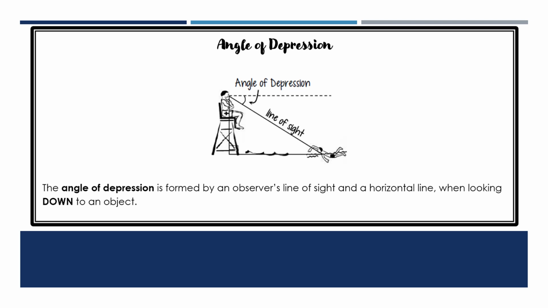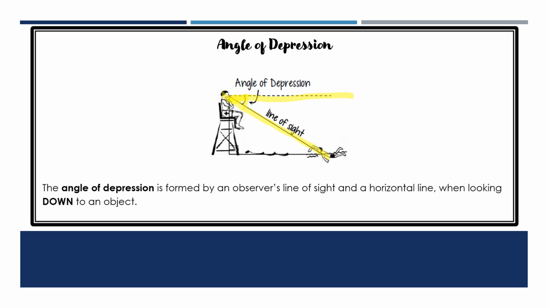Angle of depression tends to be challenging for students because they want to put the angle in the wrong place. An angle of depression is used when you're looking down on an object, so you are above the object. It is created by your line of sight. In this picture, again, the line of sight is going to be the hypotenuse and a horizontal. So the angle of depression is this angle right here.